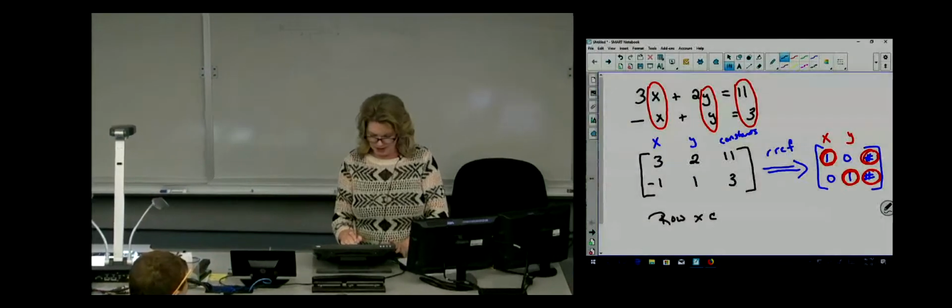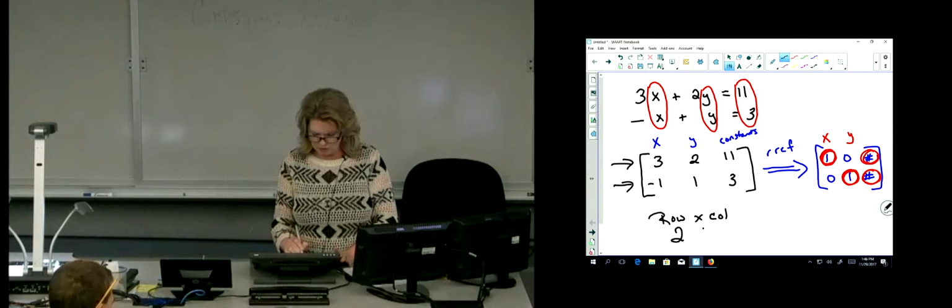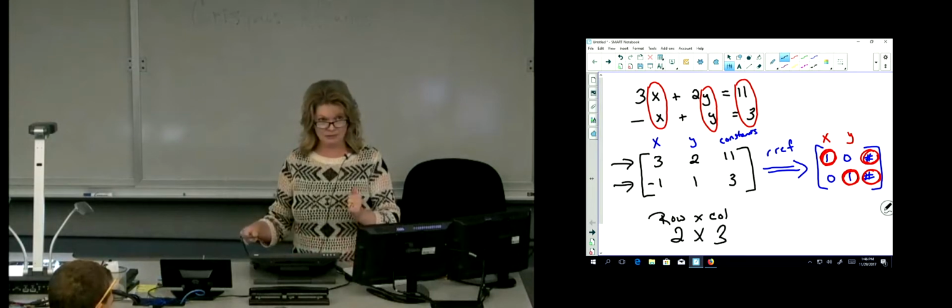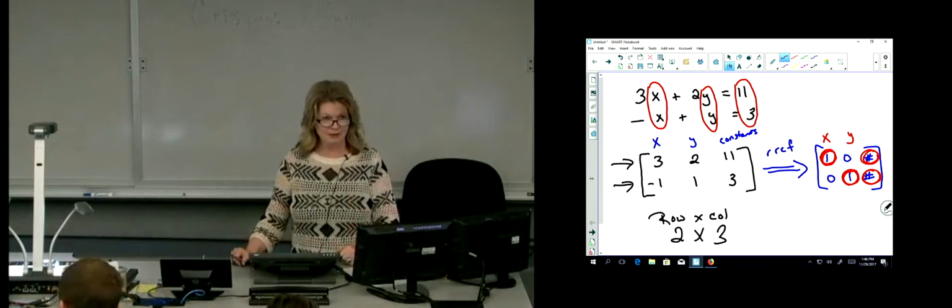Okay. So next I'm getting ready to tell you how to know how big your matrix is. When you tell them how big your matrix is, you're going to put the rows times the columns. So here I have 2 rows. So this would be a 2 by 1, 2, 3, 3. All right. So it's a 2 by 3. 2 rows, 3 columns.